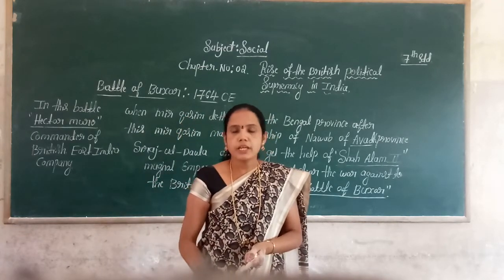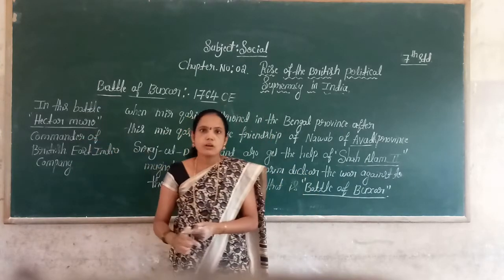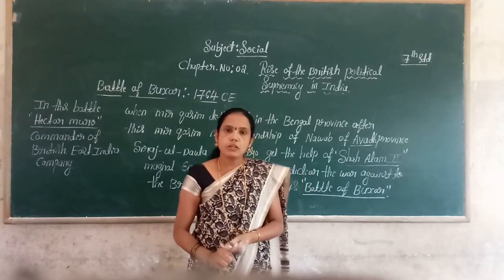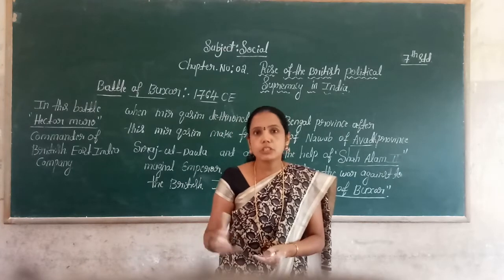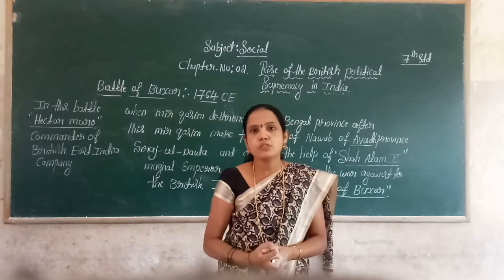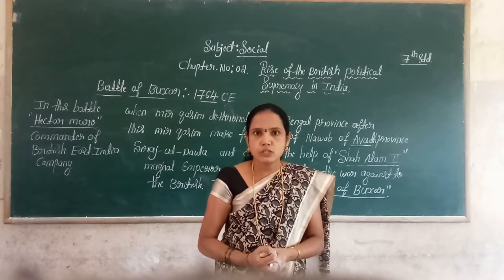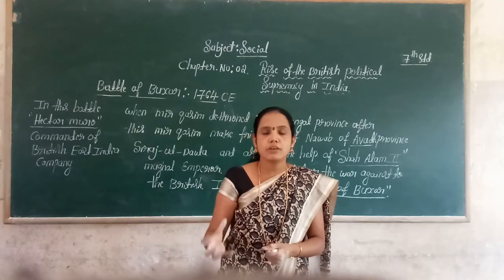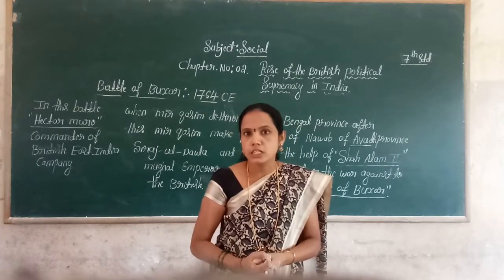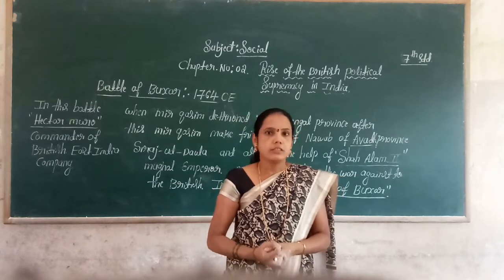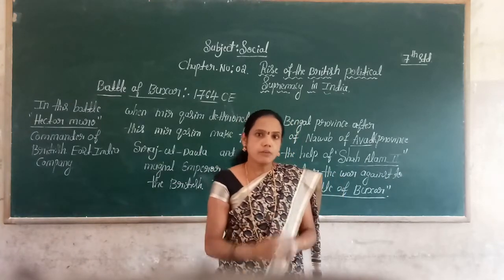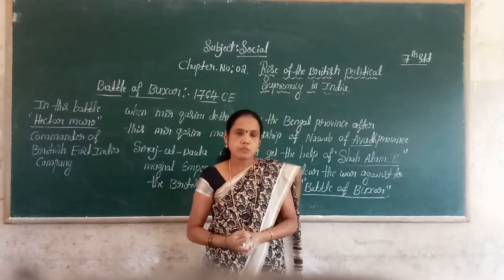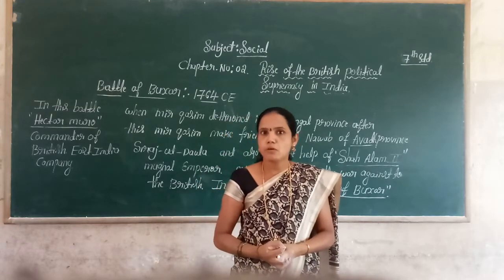Mir Qasim's army and also the commander Hector Munro. And also Shah Alam took revenge against the British, and he also captured some British places. Understand? But the main person ran away from the Battle of Buxar field. Understand? The main person ran away from the Battle of Buxar field.